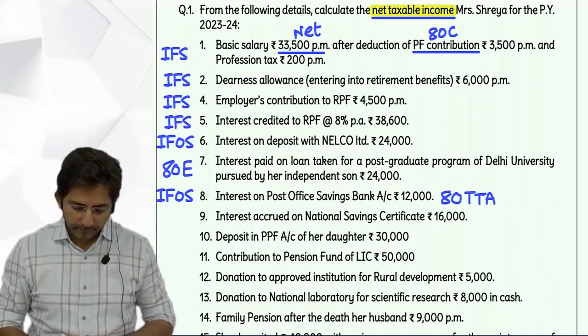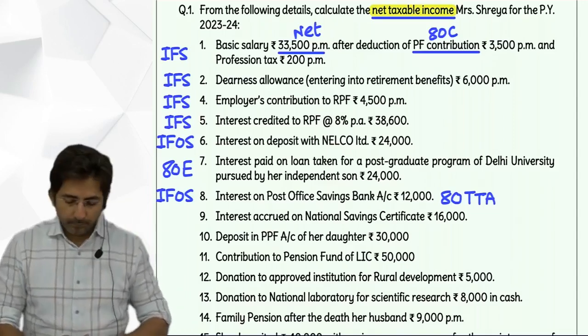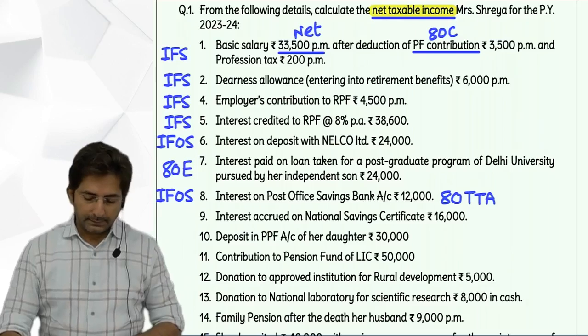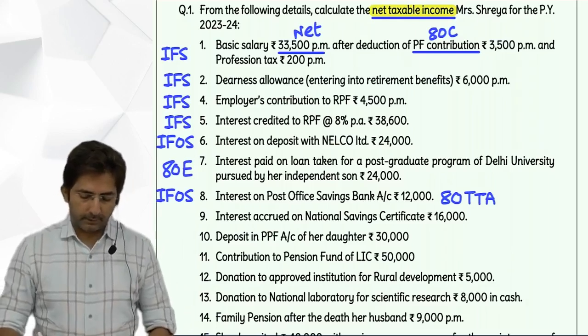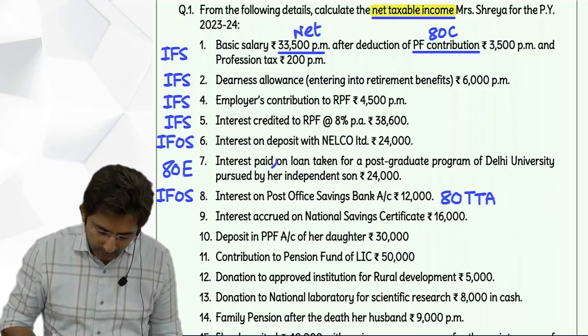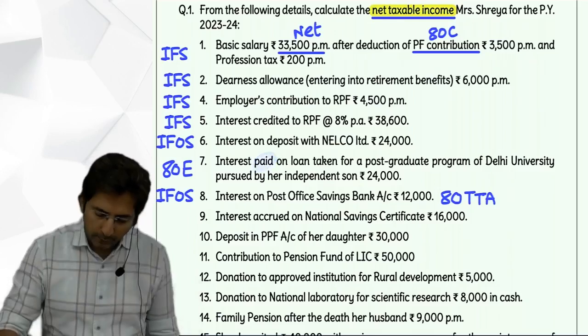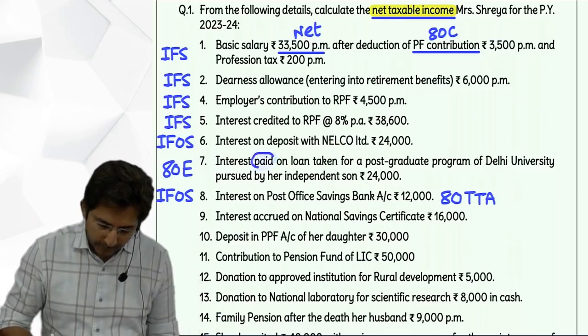Then, what about interest accrued on NSE? Is this expenditure or income? Income. Do one thing, I forgot to do one thing. Just underline or circle the word "paid" over here. This is just to tell you that you should notice whether something is paid or received.